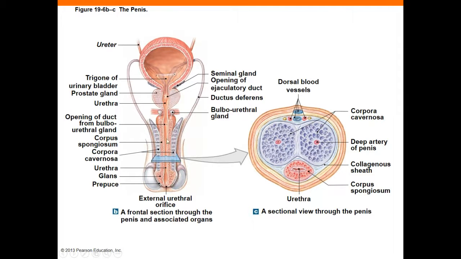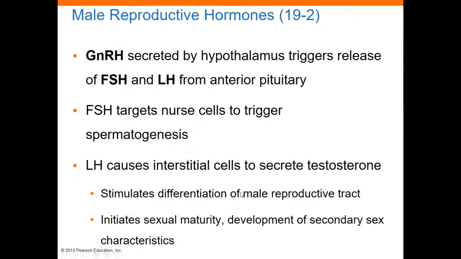So what they're showing you here in this frontal section, you'll notice the vas deferens coming up through here, but also associated with the vas deferens in that spermatic cord would be some blood vessels. Okay, so there would be some blood vessels and some nerves associated with that as well.